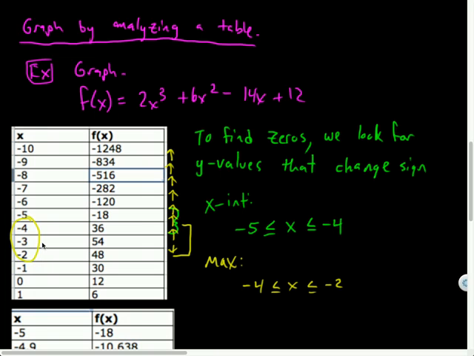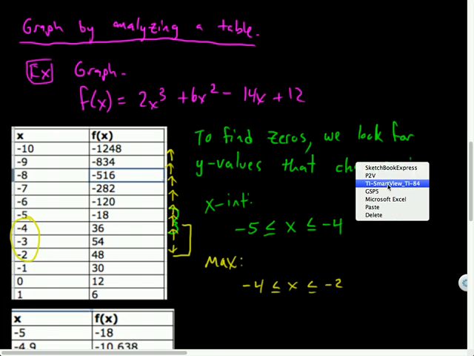Now, could it occur exactly at negative 3? It could, but we're not 100% certain of that. Because what if the highest point occurs at negative 2.9 or something? That's technically possible, right? So let's zoom in on our graph on Excel.